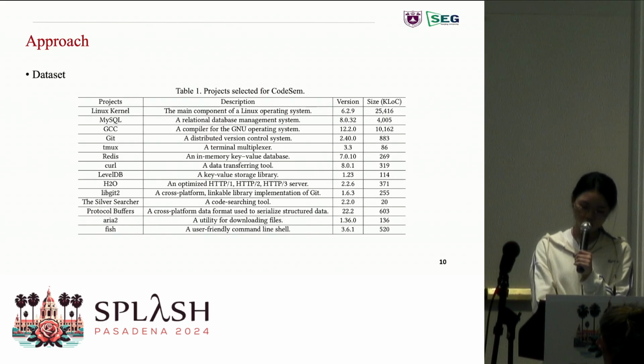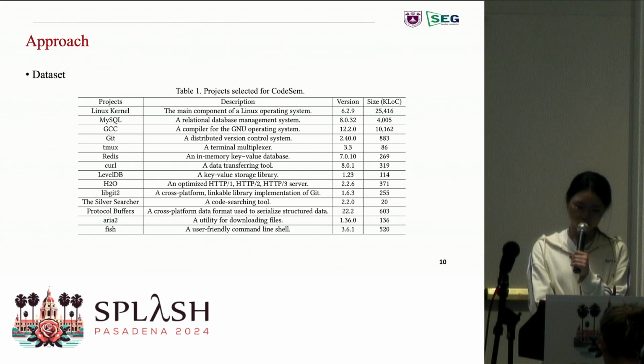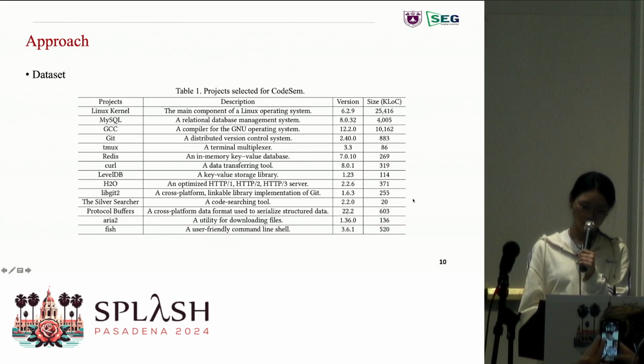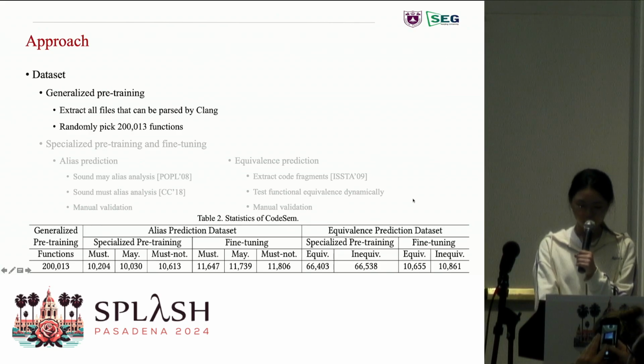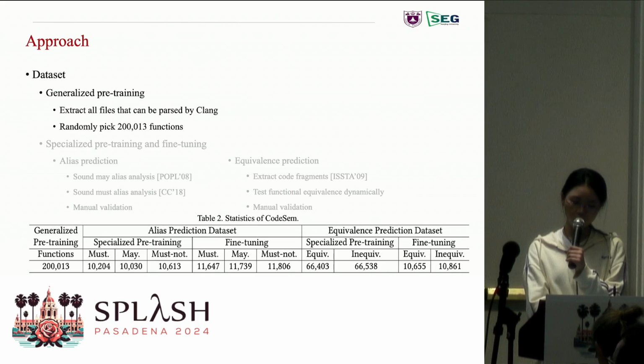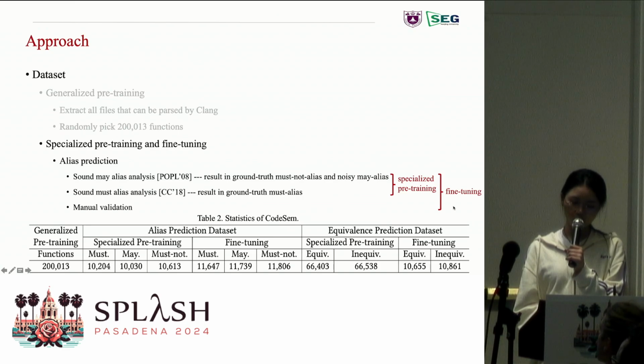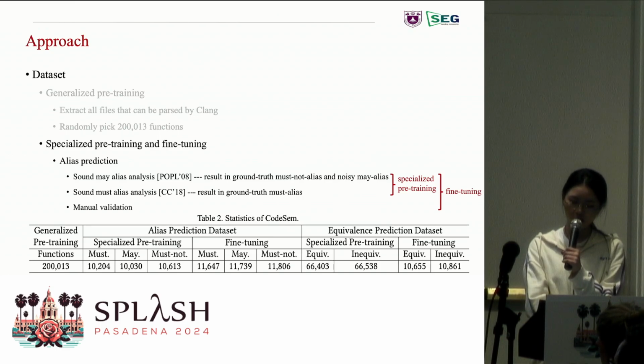Now I'm going to introduce one of the contributions of the work, the dataset CodeSem. We build our dataset on C and C++, and select 14 open source projects as shown in Table 1 to extract data from. I'll introduce the dataset for each training stage. First, for generalized pre-training, we extract all files that can be parsed by Clang and randomly pick functions to generate data for all generalized pre-training tasks. Then when generating the specialized pre-training and fine-tuning dataset for alias prediction, we adopt sound-made alias analysis and sound-masked alias analysis.